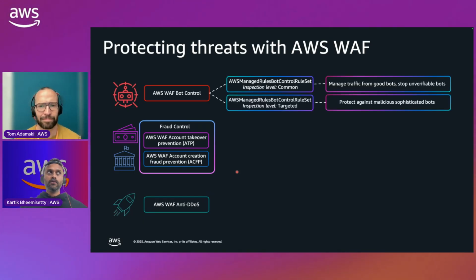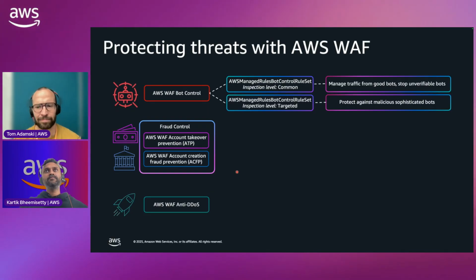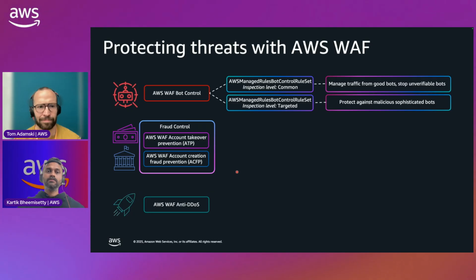Now what is bot control? In bot control, we have a common rule set and a targeted rule set. The common rule set is basically for self-identifiable bot traffic, like good bots. You can identify bots, and for any unverified bots, it's going to stop that particular traffic.